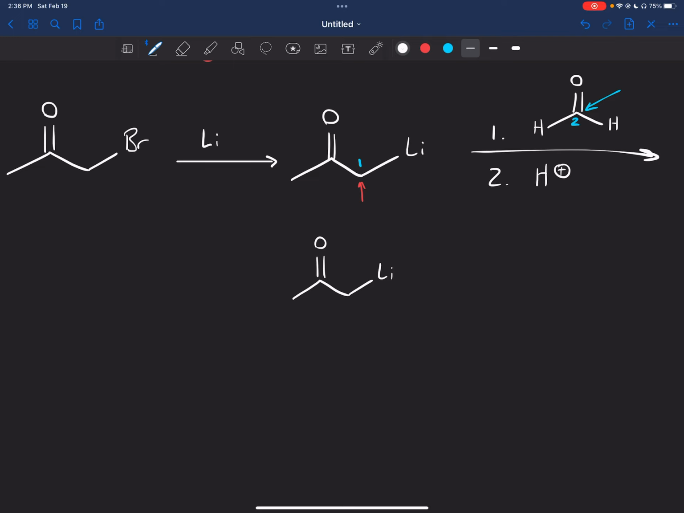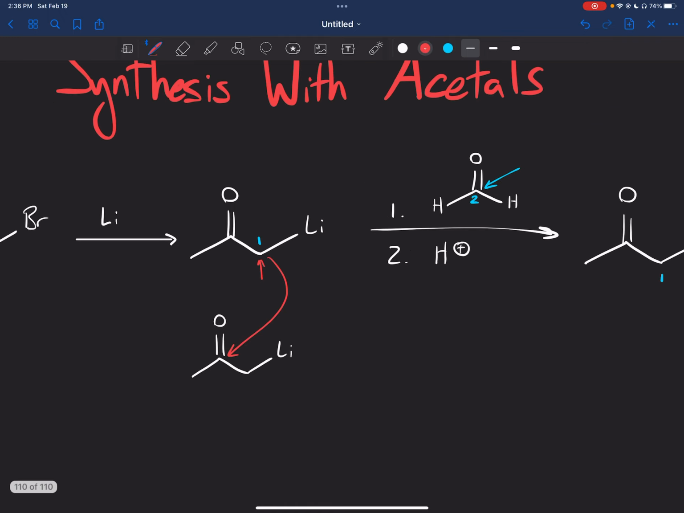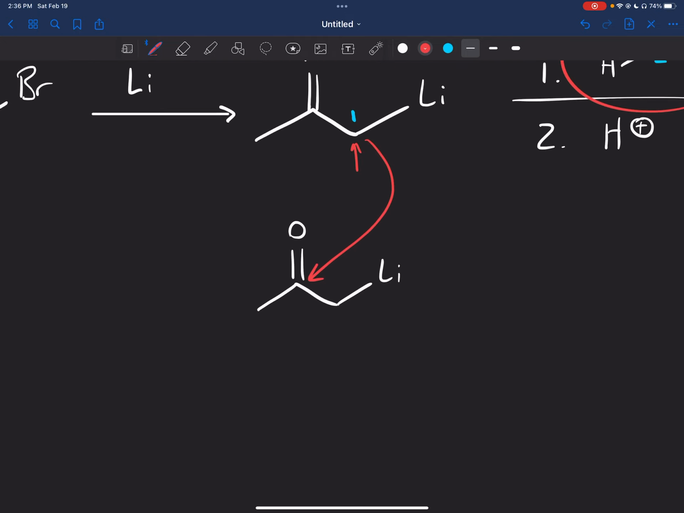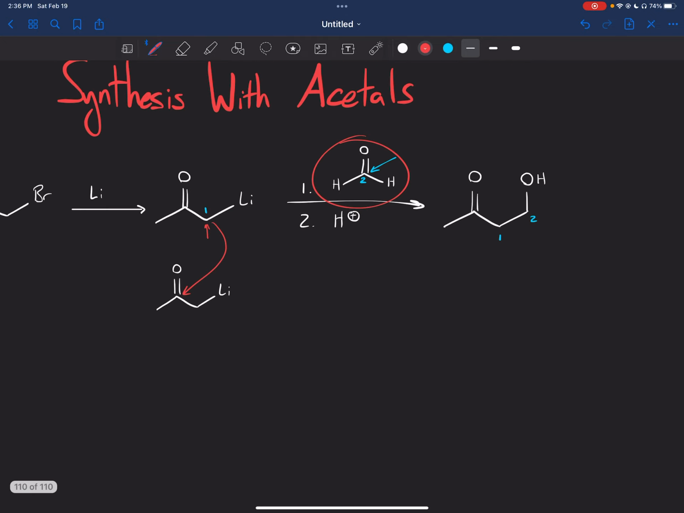And what's going to happen the second we add that lithium, this lithium is going to see that carbonyl on another molecule like it, and it's going to attack on that spot instead, not the product we want. It's not going to attack the one I circled, but another one of itself. So in the end, we're not actually going to get this. We're going to get something different, and that's a problem. Now, acetals are the way to fix that problem.